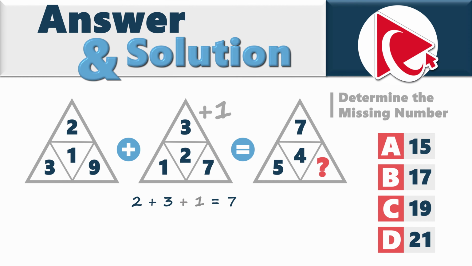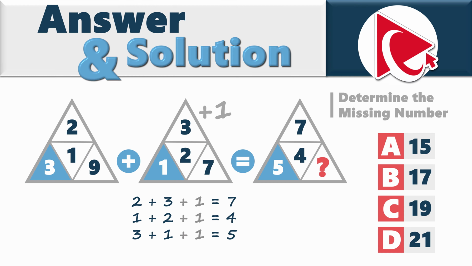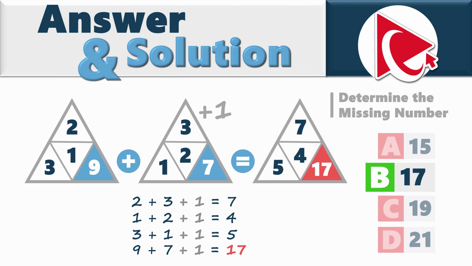Let's look at other examples. The middle number, 1 plus 2 plus 1 equals 4. 3 plus 1 plus 1 equals 5. So the missing number will be calculated as 9 plus 7 plus 1, and the result would be 17. So the correct answer here is choice B, 17.